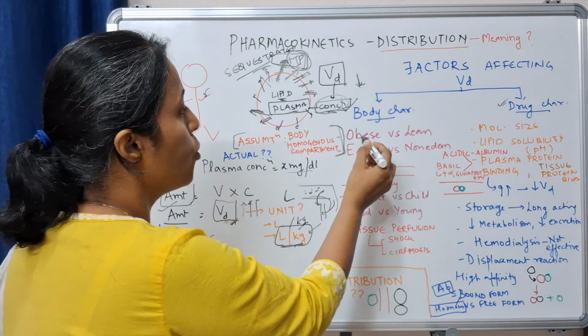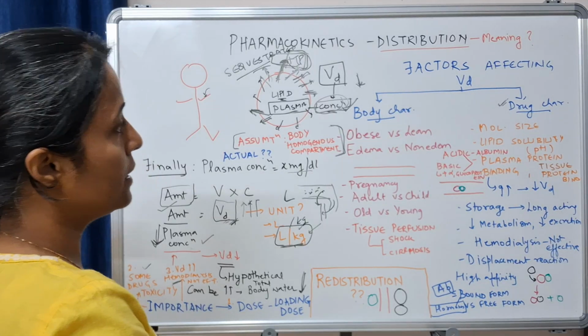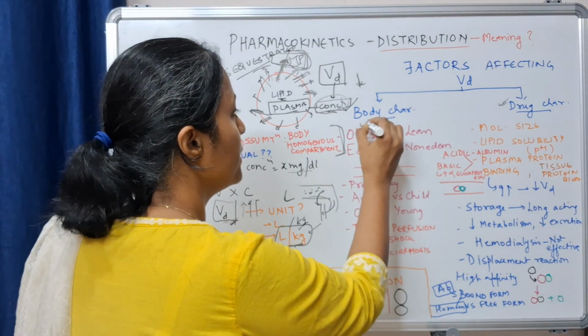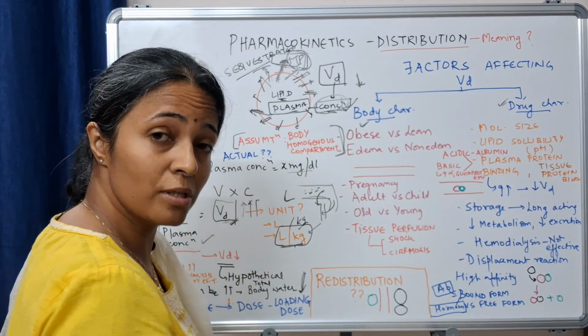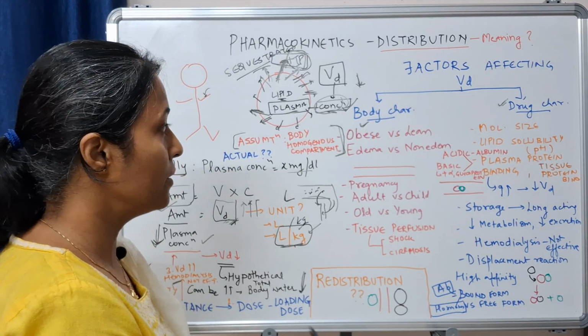Okay. Now, we will see many body characteristics. What are these? Obese versus lean. If a person is obese, obviously the drug distribution will be much more in obese people, because there is extra tissue there, fat is there, so the drug is going to go into the fat as well, right?